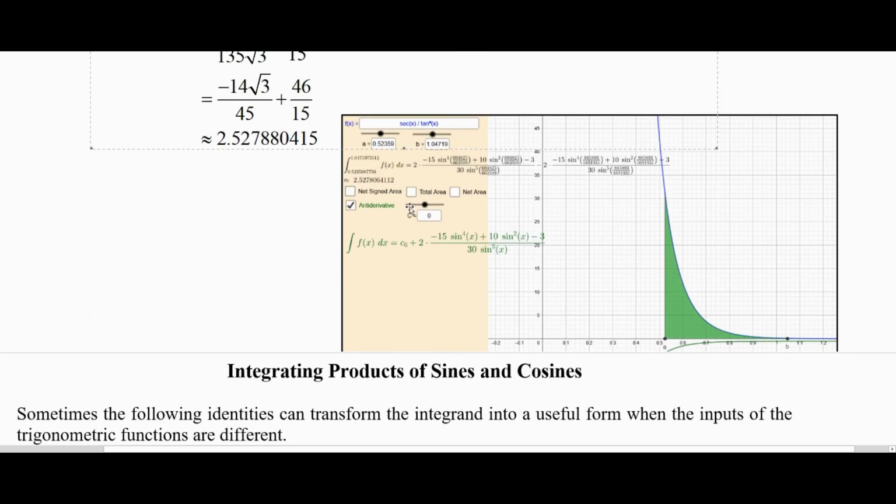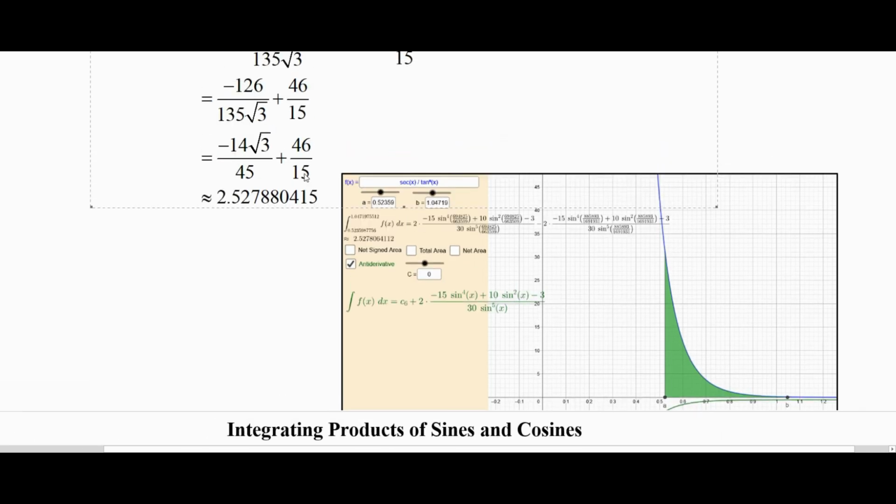Of course, we're not trying to find the antiderivative. That was just a means to an end on this one. We wanted to find the actual definite integral, which is this area here. So this function is blue, and on this interval it's positive and decreasing here, and the area under there, that is that green, and that is, well, it's this. It's 46 over 15 minus 14 square root of 3 over 45, or about 2.5.